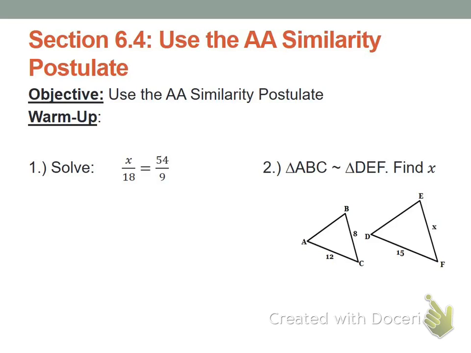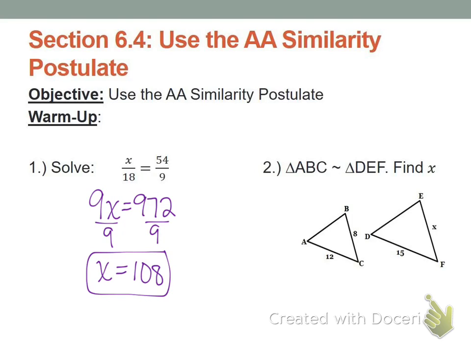Who was able to solve for x in number 1? Akira? So you have to cross multiply, so 9x equals 972. Then divide 9 from both sides, and x equals 108. Anybody else agree? Get the same thing? We should. Seems good to me. All right, who was able to solve for x in number 2?